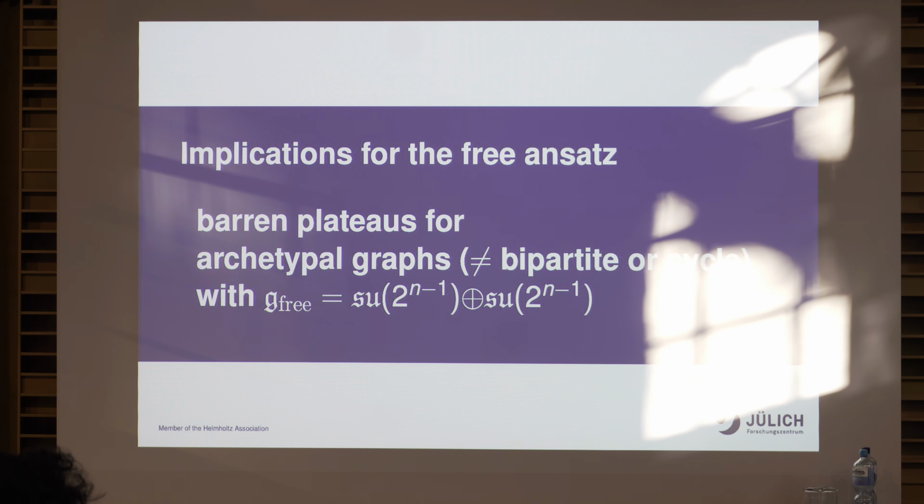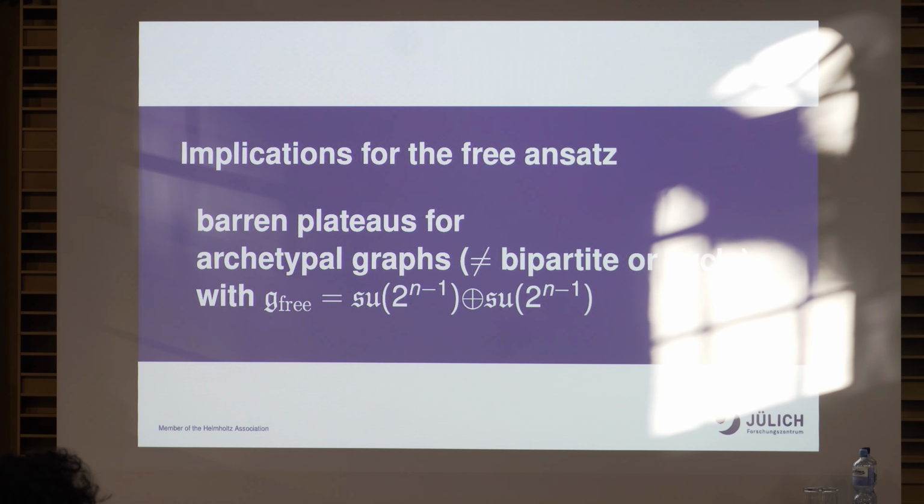So, okay, so what? We have this classification of 6 classes of Lie algebras. What does this tell us? Now we will have one high-level consequence, really implications for this free ansatz. We will restrict ourselves to these graphs which are not bipartite or cyclic graphs, which we call archetypal graphs, and where we know that this Lie algebra is like this. And now we establish that there will be barren plateaus here. This is based on earlier work of Martin and Marco.